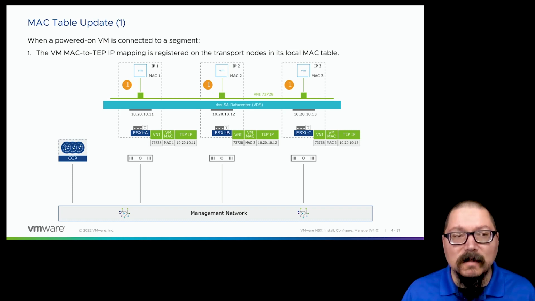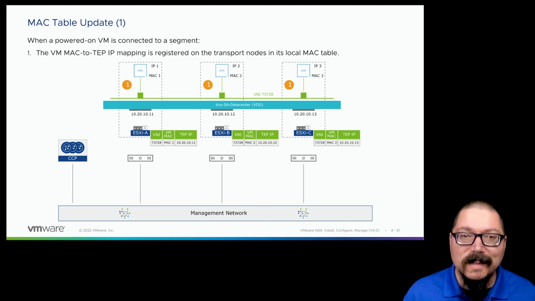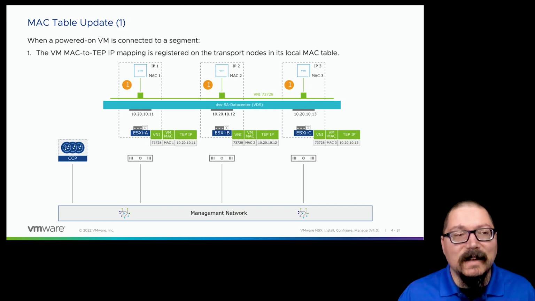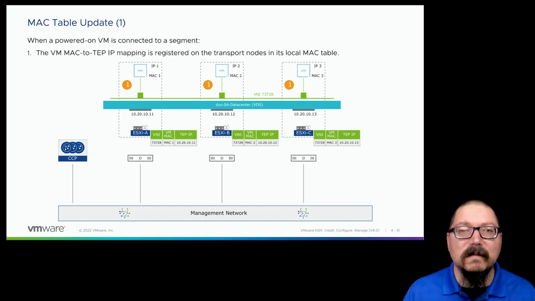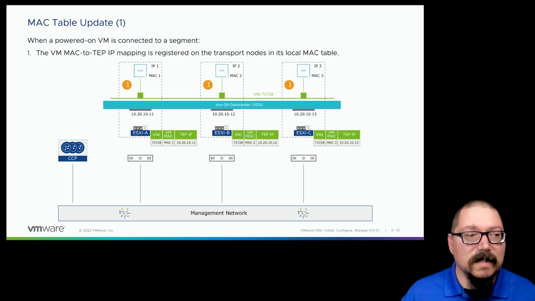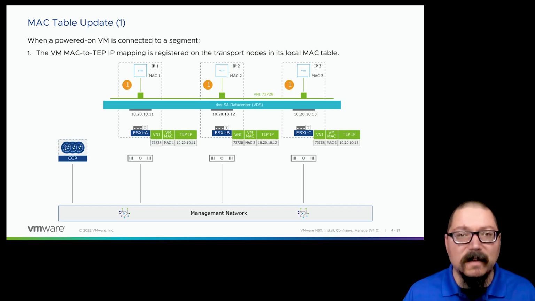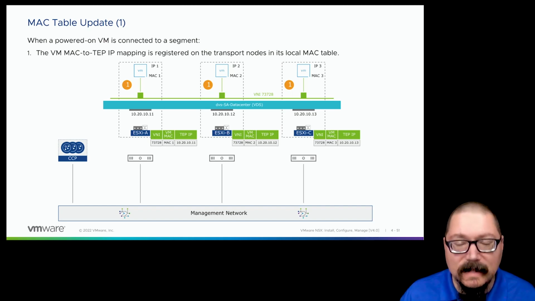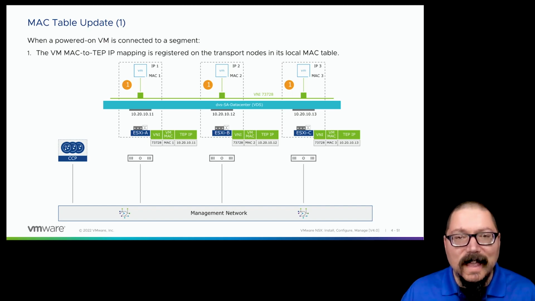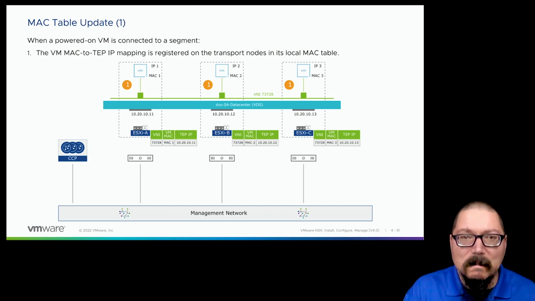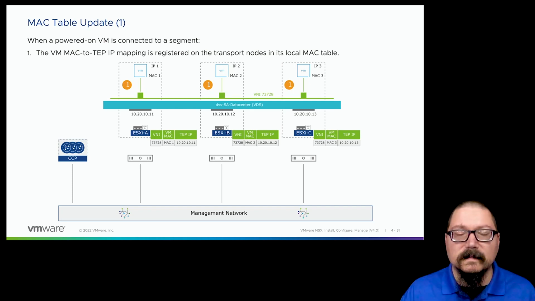So the MAC address table, just like the tunnel endpoint table, when I power on a virtual machine, we're very early on going to realize that there's a MAC address attached to that segment. And so we're going to build a MAC address table. And that MAC address table is going to say on VNI 73728, I have MAC address 1 or MAC address 2 or MAC address 3, depending on the host I'm looking at.